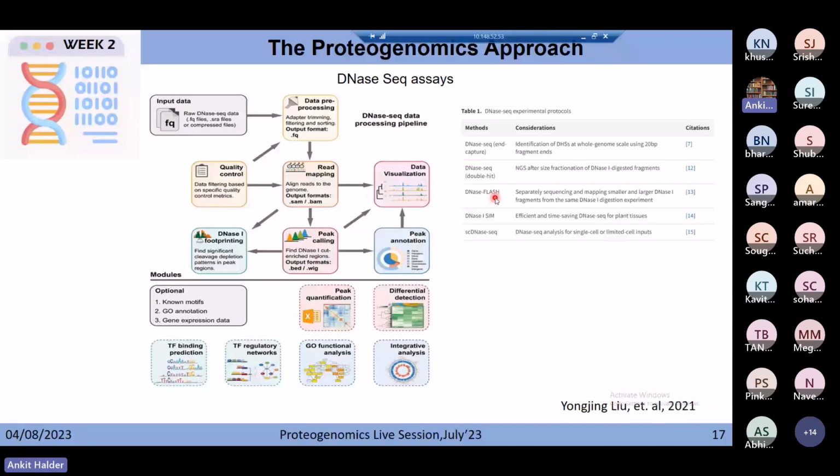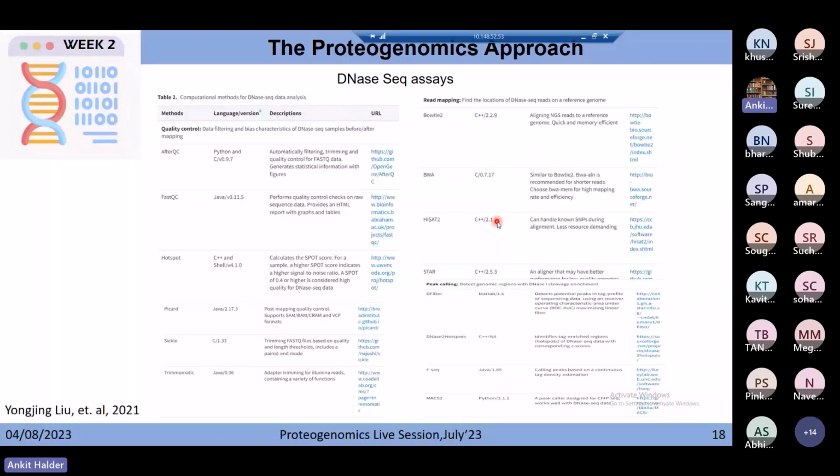One is end capture, identification at whole genome scale, then DNase flash ones. These are just different kinds of experimental protocols that you can go and see, to understand why these are used for different regions and different reasons.